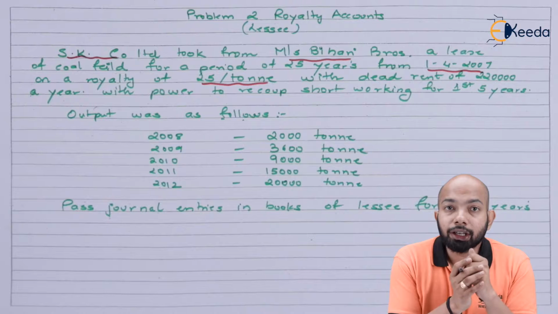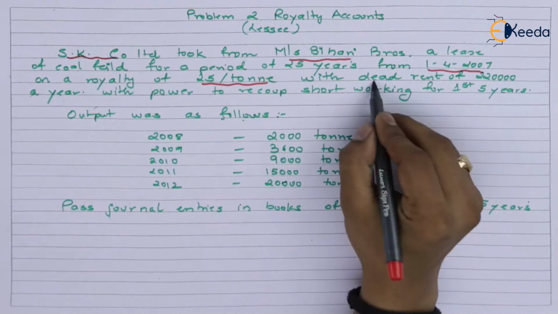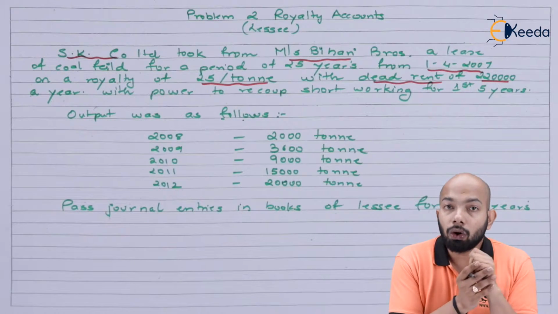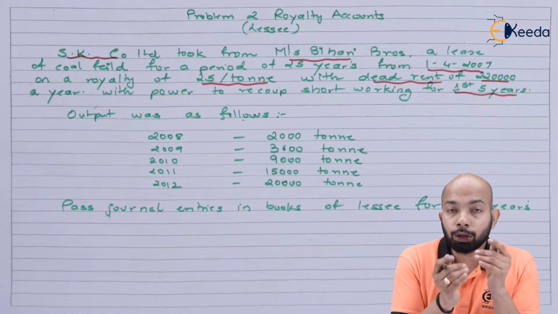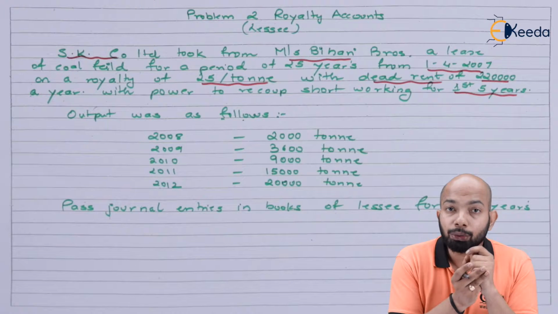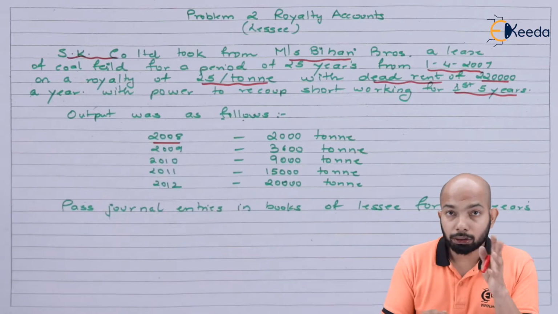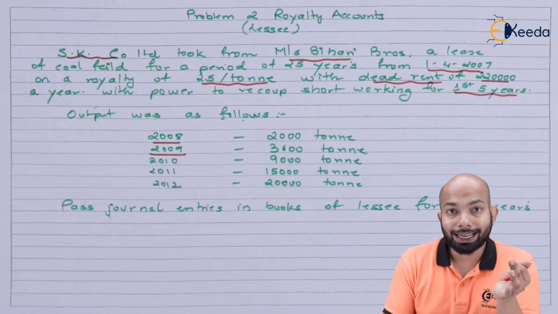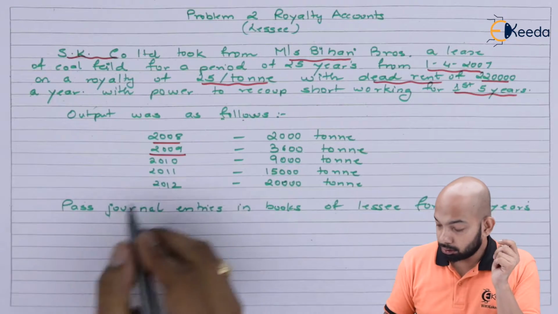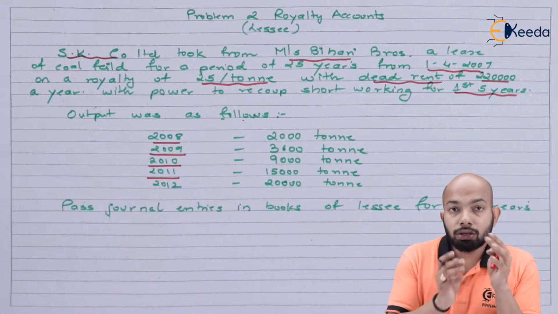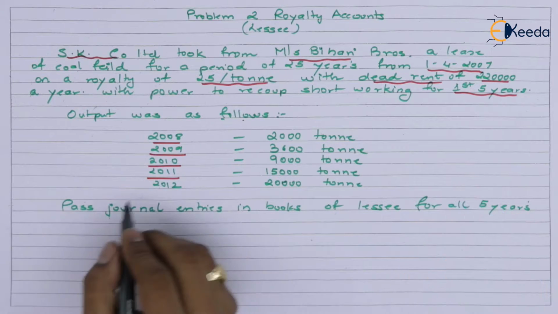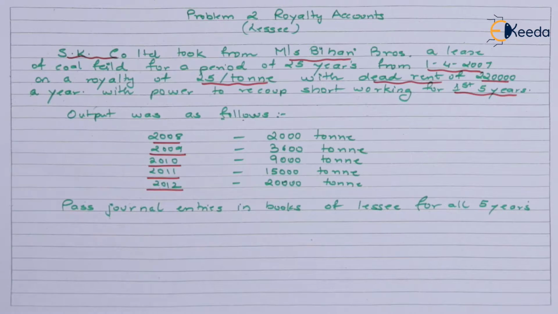Dead rent which was mentioned here was 2,20,000 per year. Recouping power of short working was only for the first 5 years. Output for the first 5 years was given to us starting from 2008: 2,000 ton, 2009: 3,600 ton, 2010: 9,000 ton, 2011: 15,000 ton, and 2012: 20,000 ton. We are supposed to pass the journal entries for all the 5 years in the books of the lessee.